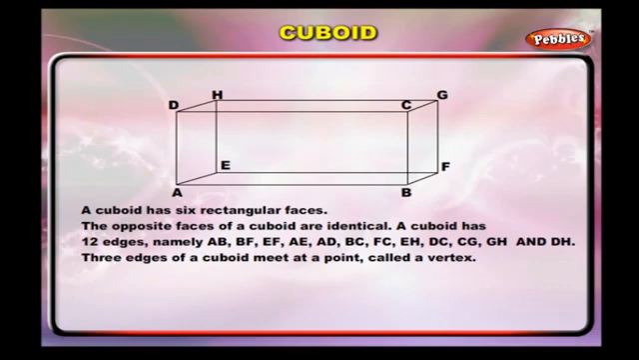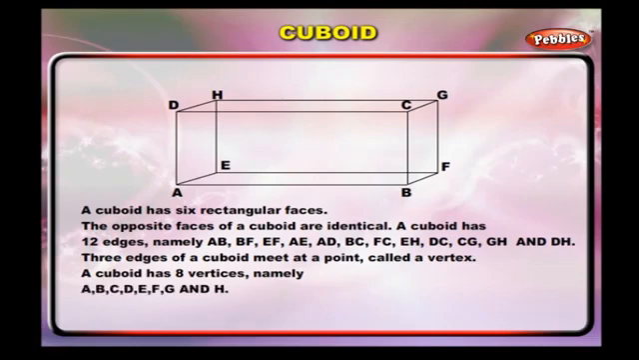3 edges of a cuboid meet at a point called a vertex. A cuboid has 8 vertices, namely A, B, C, D, E, F, G, and H. Examples of a cuboid are matchbox, book, box, etc.